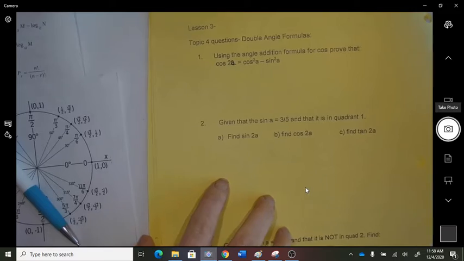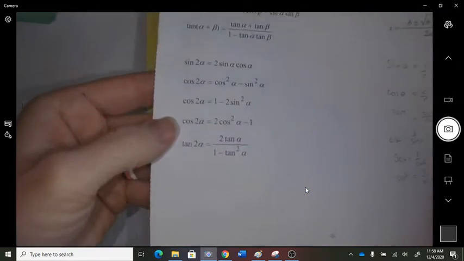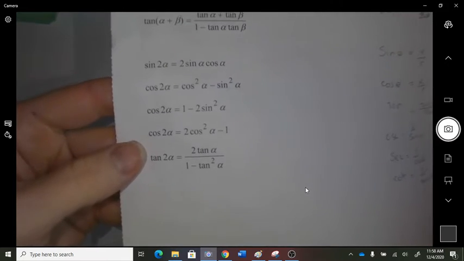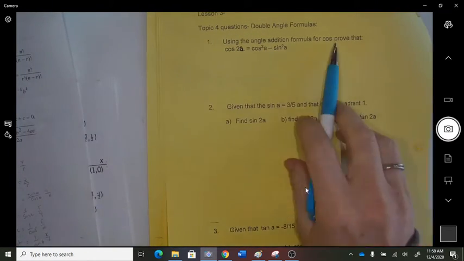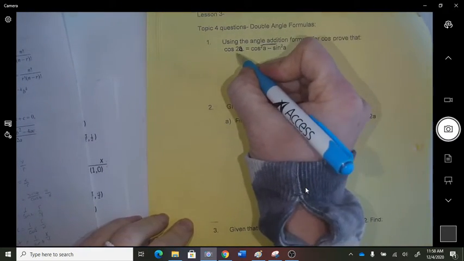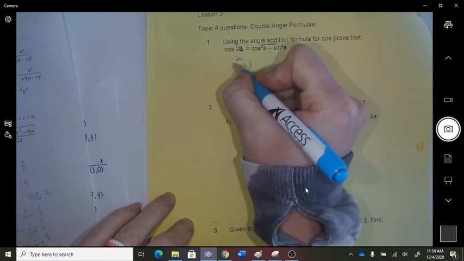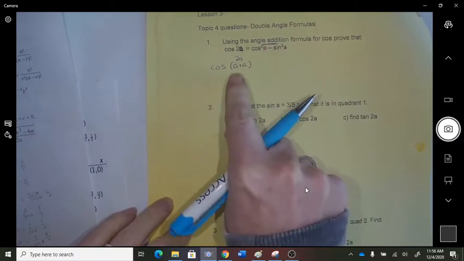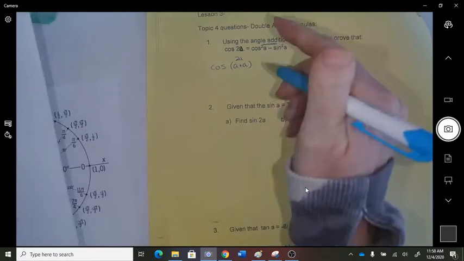Okay, assignment number 3. So we're going to use the double angle formulas, this stuff at the bottom. Using the angle addition formula, prove this. So angle addition would be, instead of using 2a, we could go a plus a. Okay, so 2a, angle addition would be a plus a.